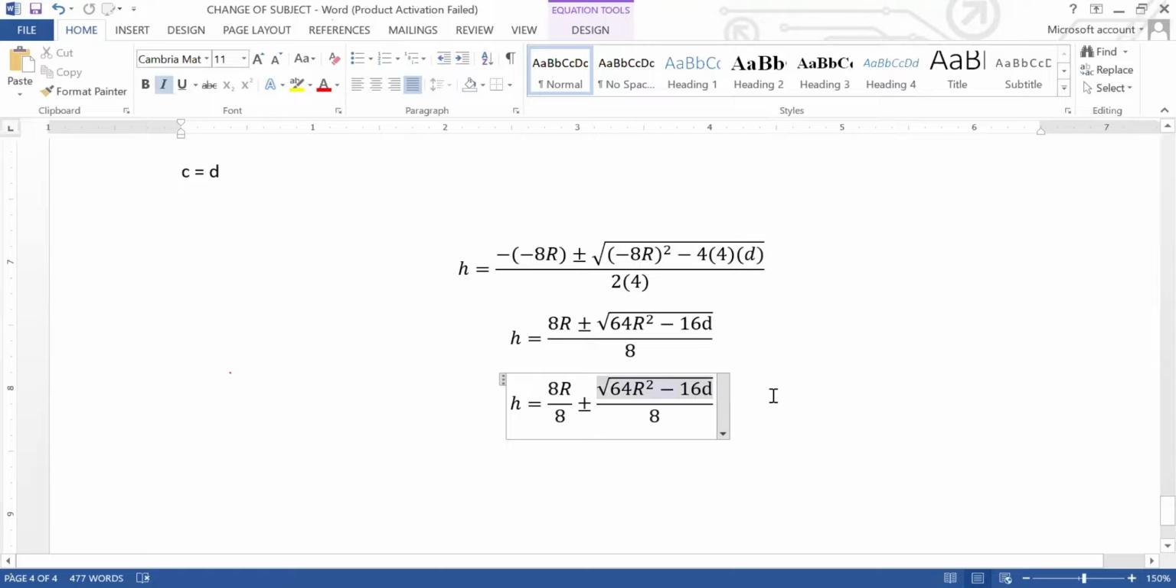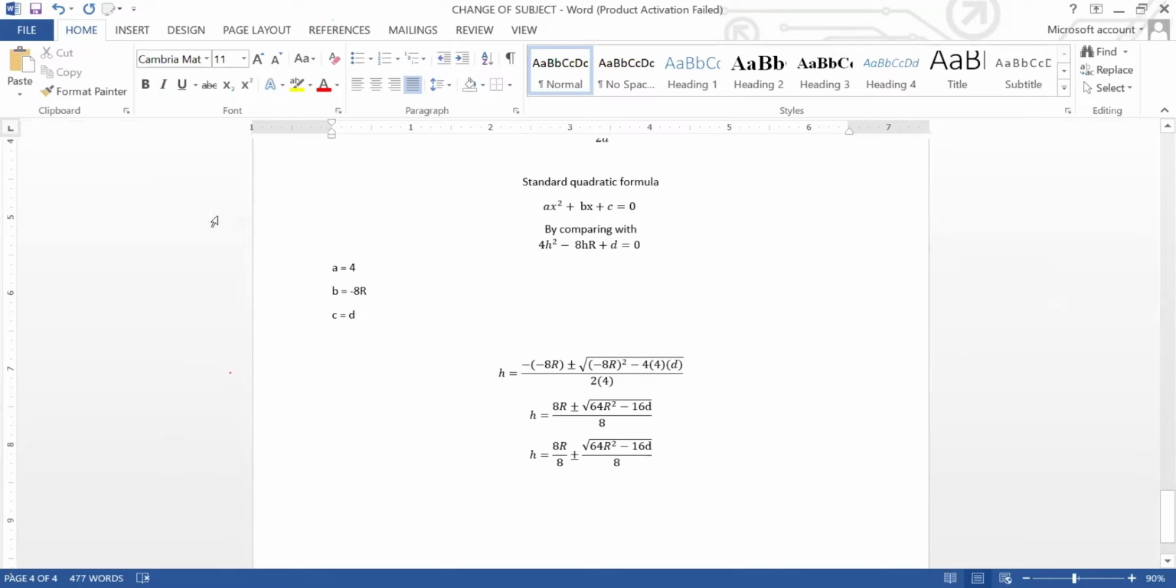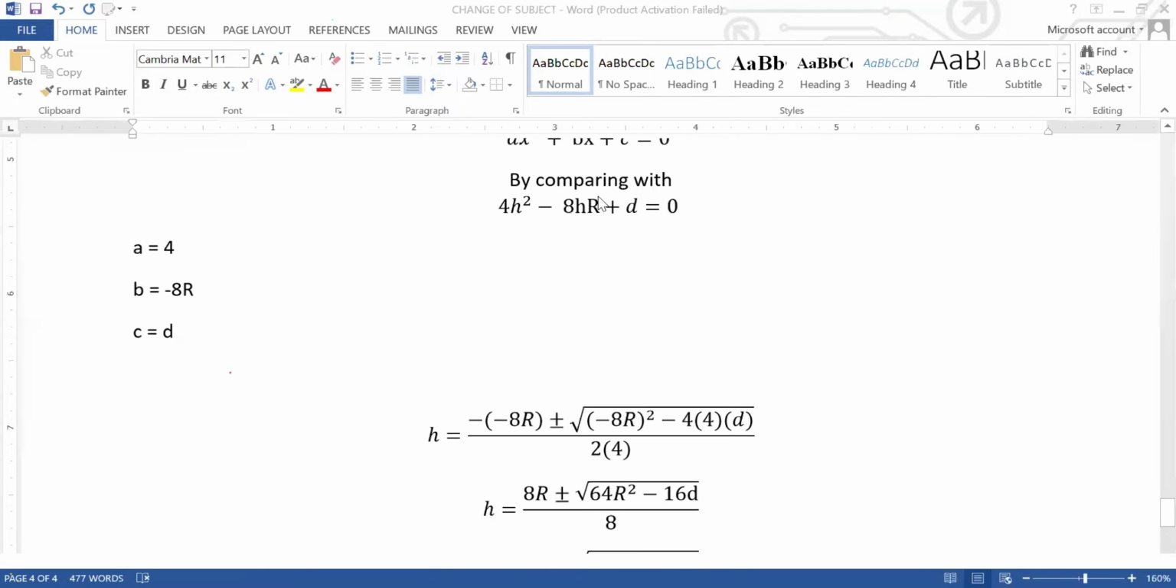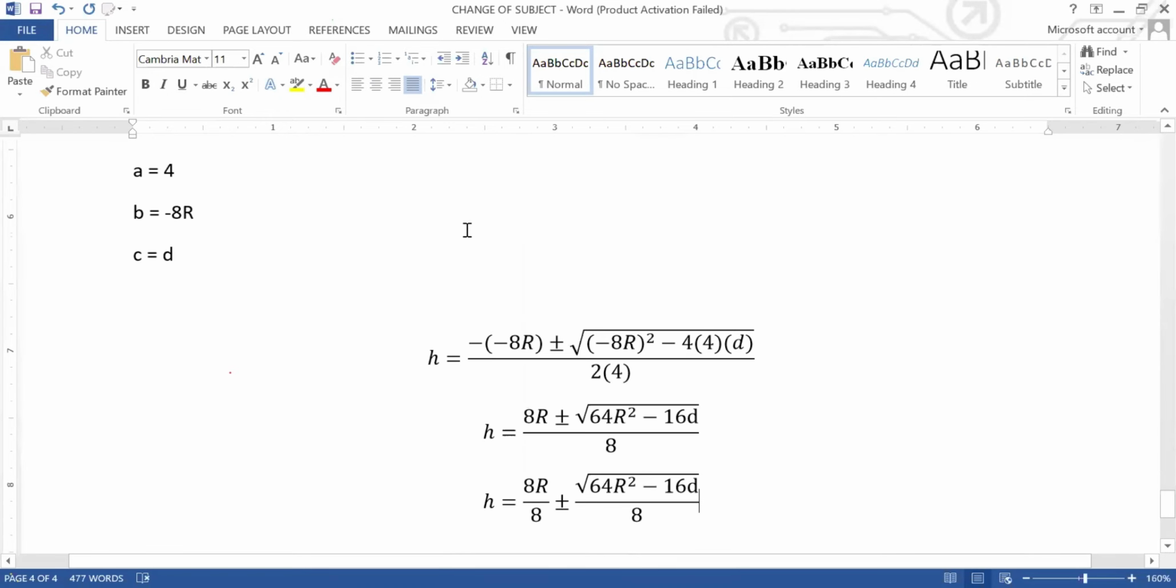Sir, please, isn't the B supposed to be negative 8HR? The B is not supposed to be negative 8HR. Compare with the quadratic formula. We are comparing. Guys, let me highlight it. We are looking for H.